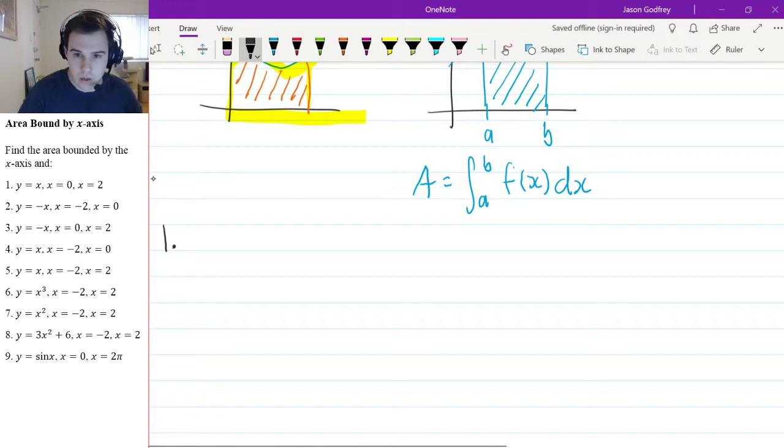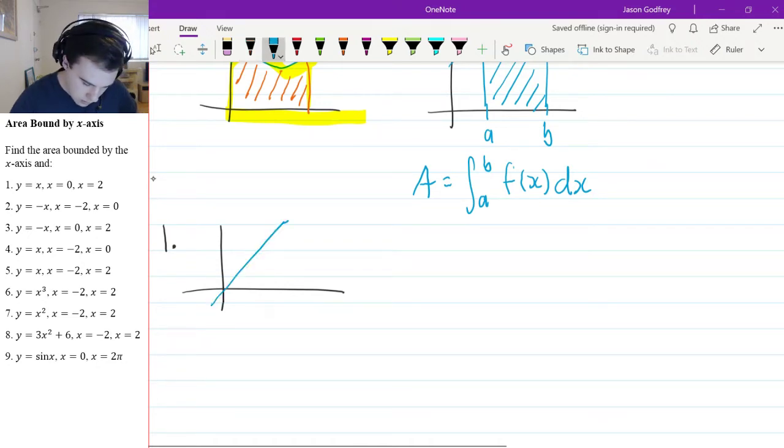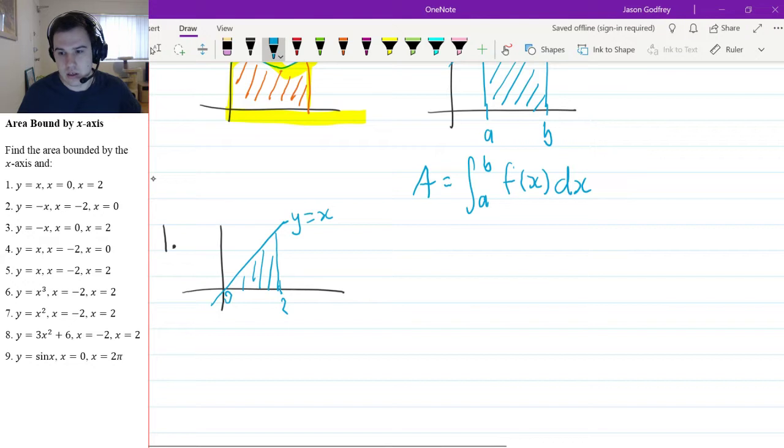So here we've got find the area bounded by the x-axis and y equals x, which is a straight line here, and from x equals 0 up to x equals 2 we're looking for this area here. Now I've purposely chosen a basic geometric shape so that we can work out its area just using a normal area of a triangle formula, right?